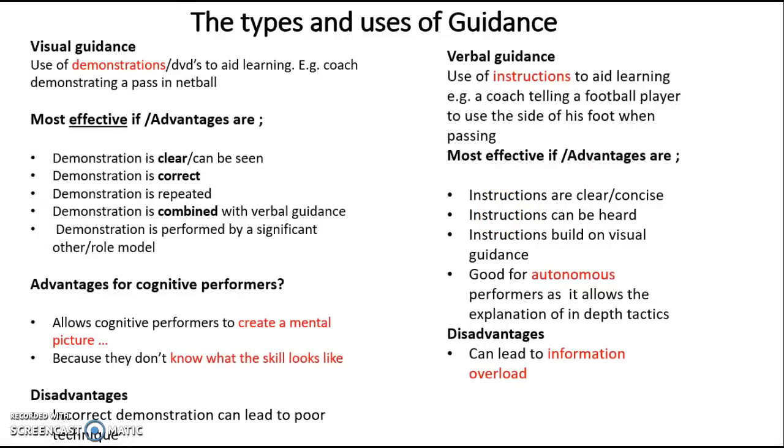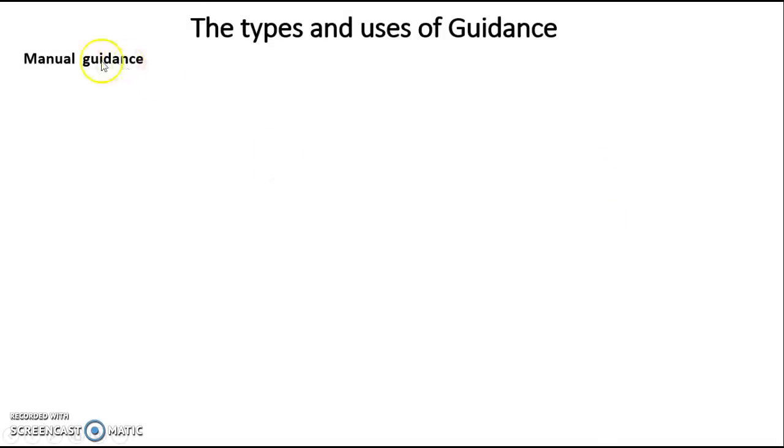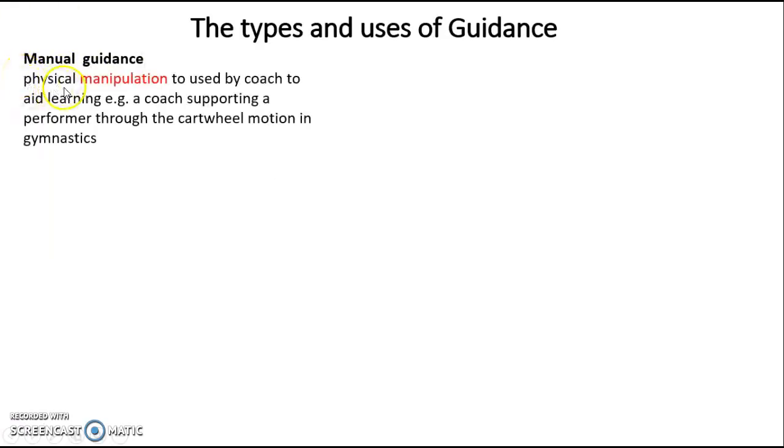Okay, so have a look at that. Make sure you've got your notes set up on that, and we'll have a look at our second types of guidance. So our second group of guidance starts off with manual guidance. If you use the man from manual guidance, it basically refers to the physical manipulation by a coach through the learning of a movement skill. So for example, a coach supporting a performer through the cartwheel motion in gymnastics, or a golf coach on the side, maybe holding the arms and helping them push through a putting technique.